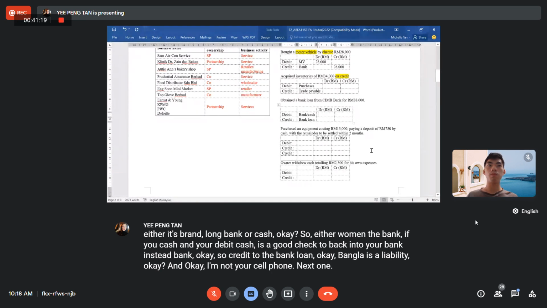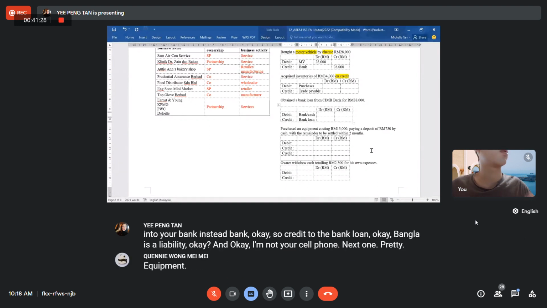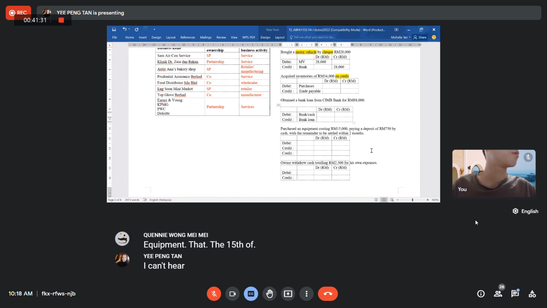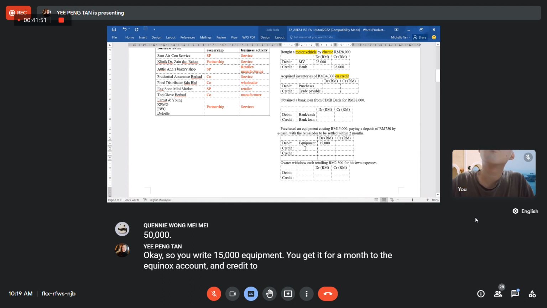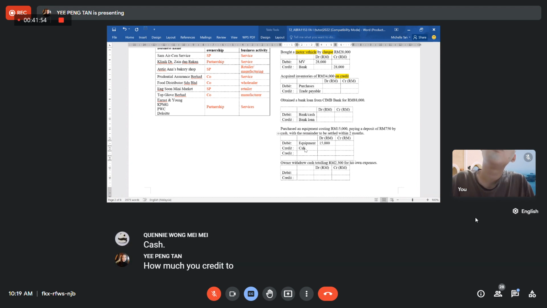Next one, Queenie. Equipment debit 15,000. Queenie, I can't hear you properly. Can you speak louder? Debit equipment. How much do you debit to your equipment? You buy 15,000 equipment, so you debit the full amount to the equipment account and credit to? Cash. How much do you credit to cash? 750. Okay, you pay cash as a deposit, 750.